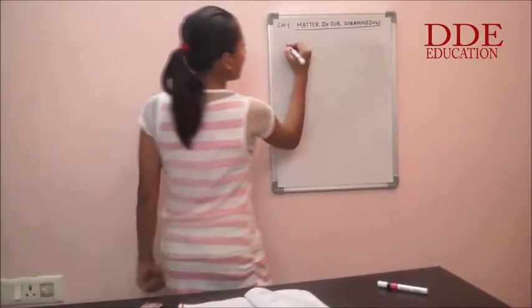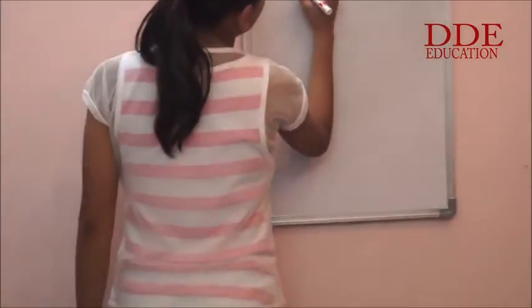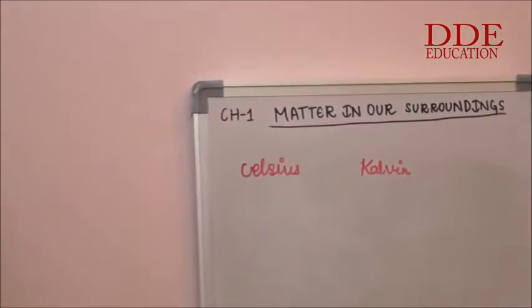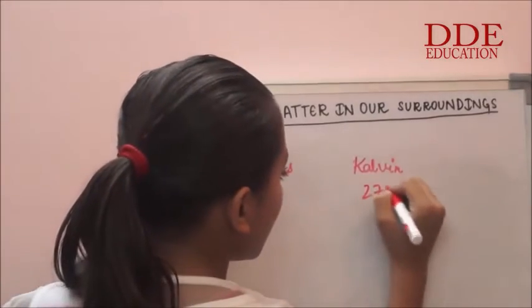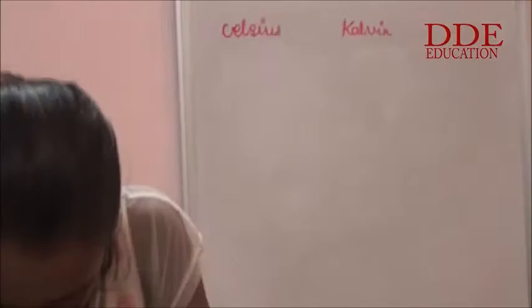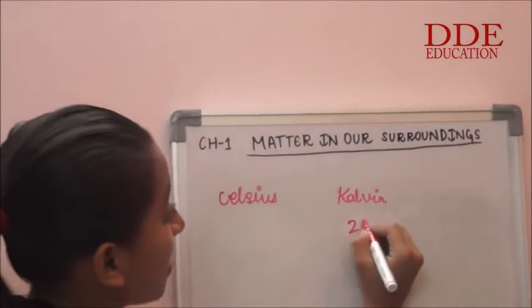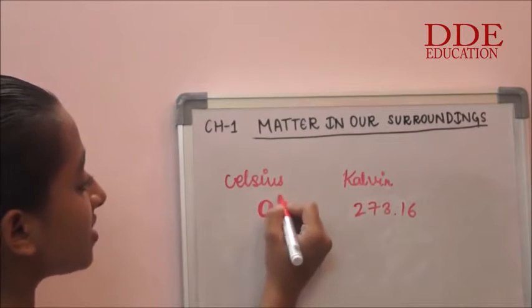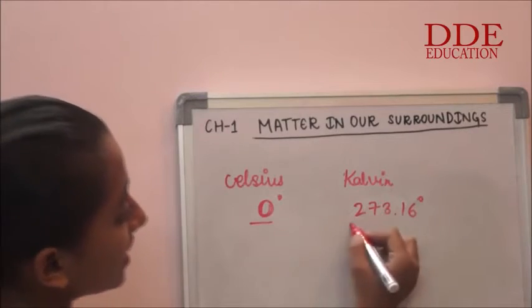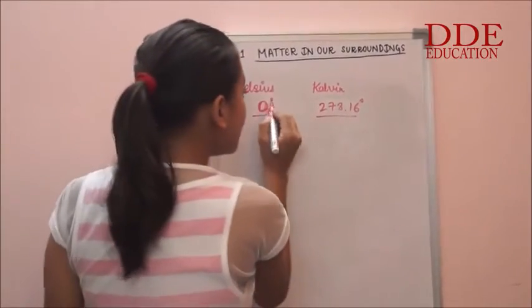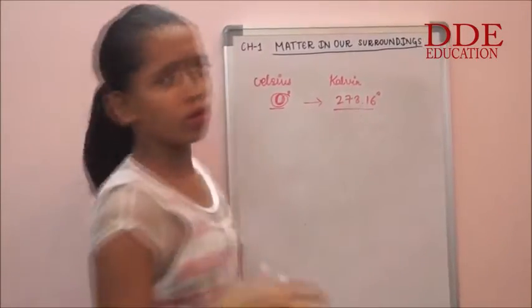Let's take up something interesting about this chapter: Celsius scale and Kelvin scale. Now Celsius scale is, it's 273. Let me confirm first from the book, because I cannot tell you like that. Yes, it's exactly 273.16, and it's 0. These are the starting points. So if you want to convert a Celsius scale to Kelvin scale, what would you do?